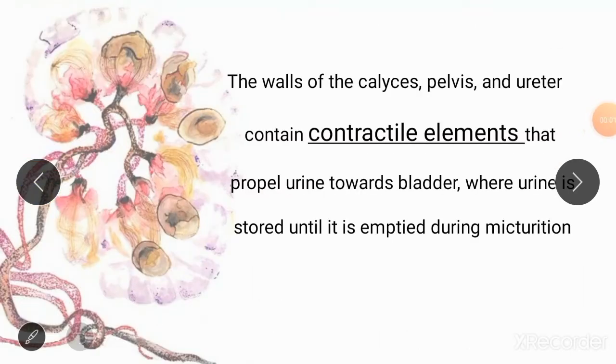Another interesting piece of information is that the walls of these major and minor calyces, along with the walls of the pelvis and ureter, are contractile in nature. They contain contractile elements. Why? Because they are made up of smooth muscle cells, and these smooth muscle cells have actin and myosin within them, which allows them to contract. And this is very helpful to propel the urine from the kidneys towards the bladder, where the urine is stored until it is emptied during micturition.